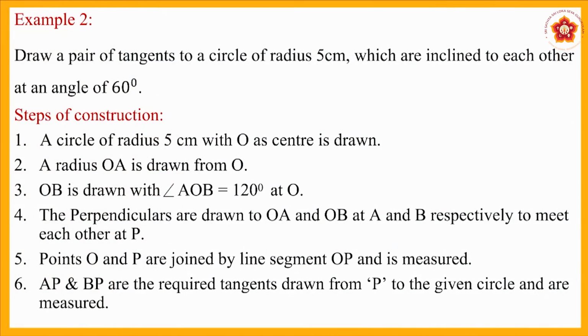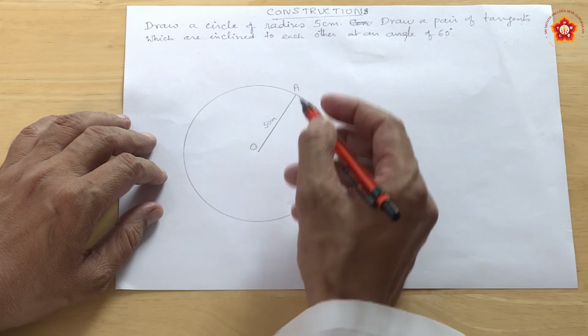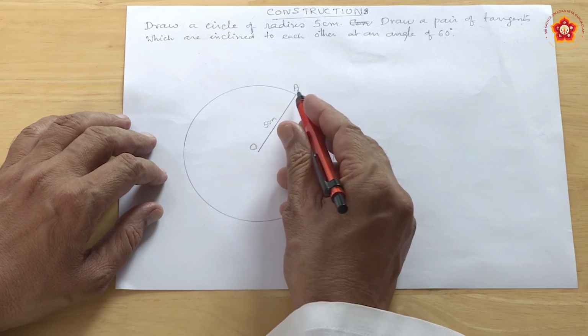Draw a circle of radius 5 centimeters. Draw a pair of tangents which are inclined to each other at an angle of 60 degrees. Measure it and verify by calculation. So, first, with O as center, draw a circle of radius 5 centimeters. You name the radius as OA. Radius should be 5 centimeters.